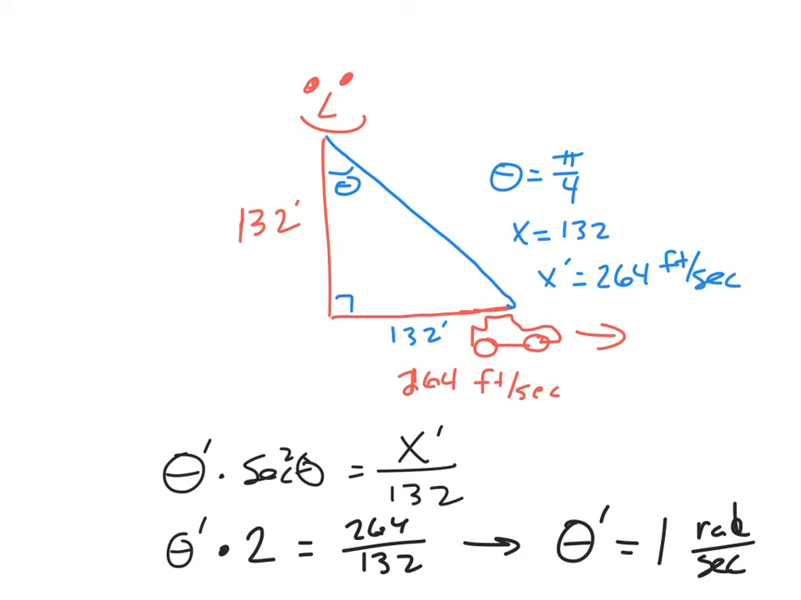Okay. So other than the fact that I'm getting too old for this, we've arrived at the value for theta prime, right? How fast was the angle changing? A half second later, it was changing at a rate of 1 radian per second. Well, hopefully that helped you work through the solution to number 32.